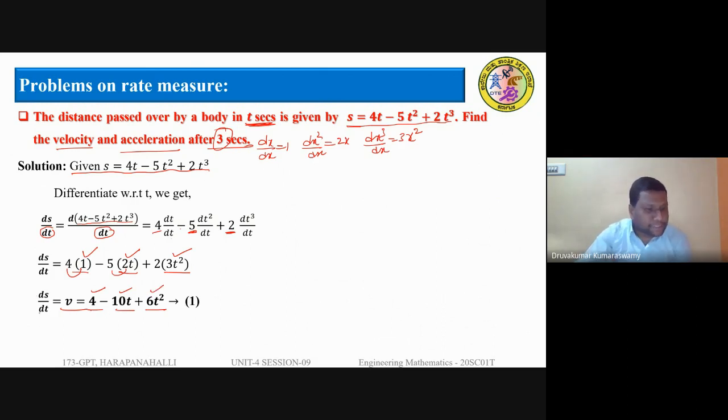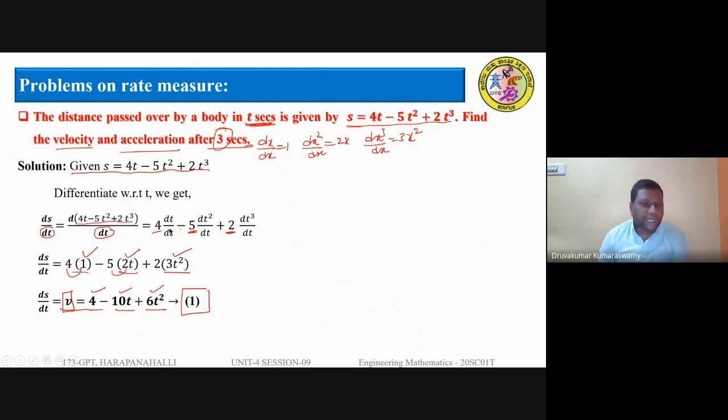So that is ds by dt, and we know that ds by dt is what? Velocity. So ds by dt is equal to v, that is equal to 4 minus 10t plus 6t square, and we will take it as equation number 1. Hope you understood how to find velocity. It is very simple. Differentiate the displacement given with respect to t.